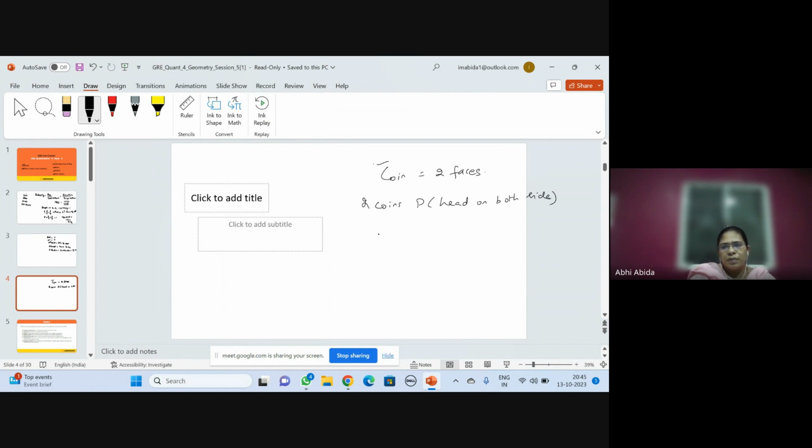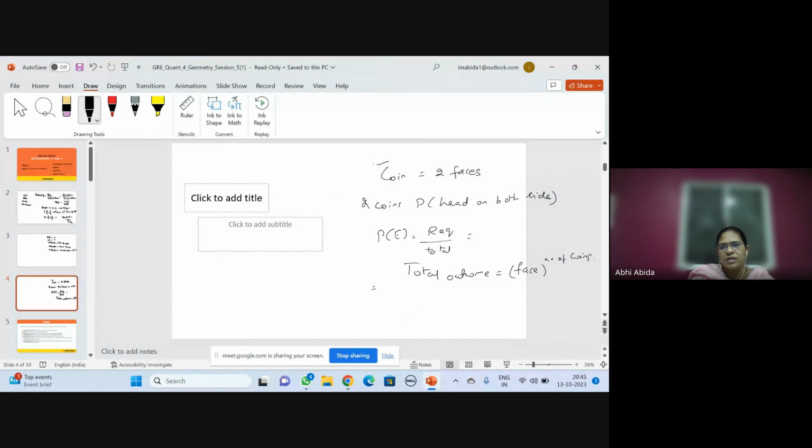Basic stuff: probability is nothing but required by total. Whatever I require and what is the total, we should look after. Whenever a coins question is there, the total outcome will never change. The things required may change sometimes in the question, but the total outcome will never change. It will always be face to the power number of coins.